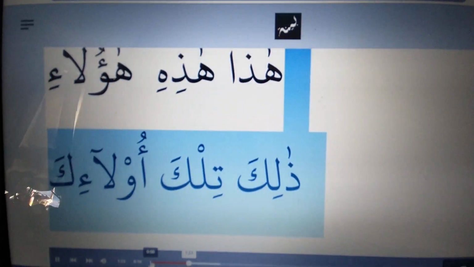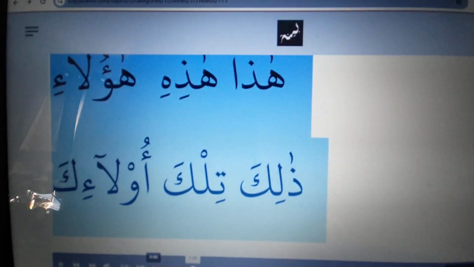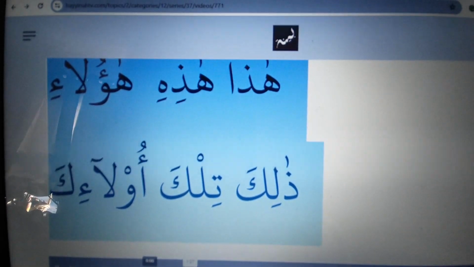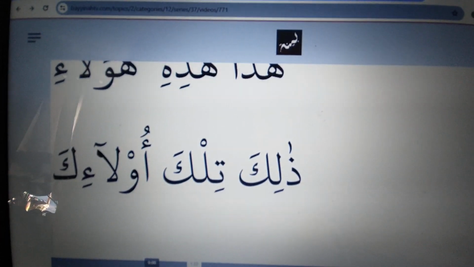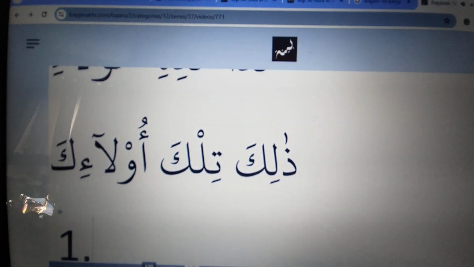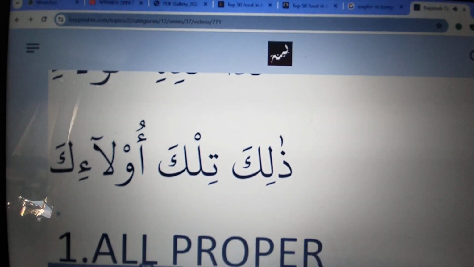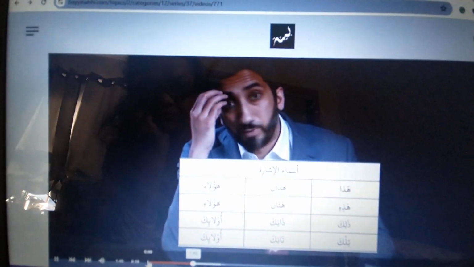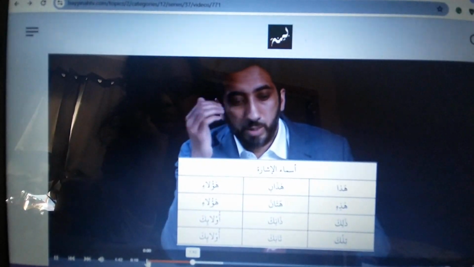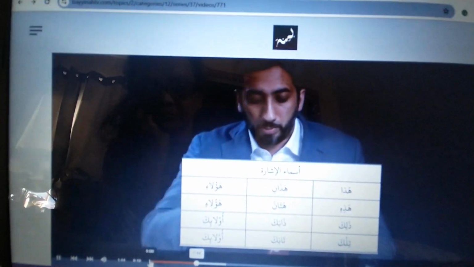I'm going to make a few comments about these words first, so we get started on our thoughts about these pointers. These are the pointers, and here are some things you absolutely must remember about them. Number one, they are all proper, always. If somebody asks you whether that is proper or common, they're always proper. That's never a question. Hadihi is proper, haula'i is proper, dhalika, tilka, ulaika, they're all proper.